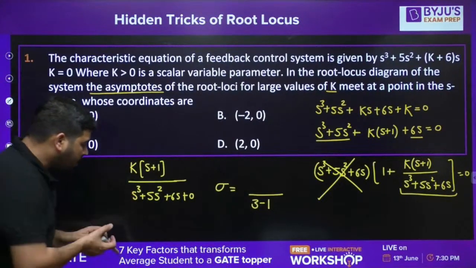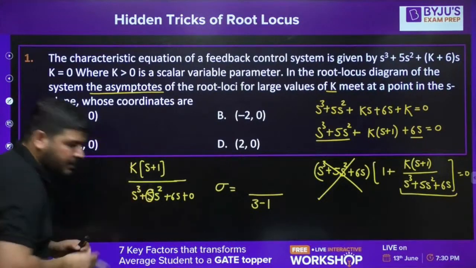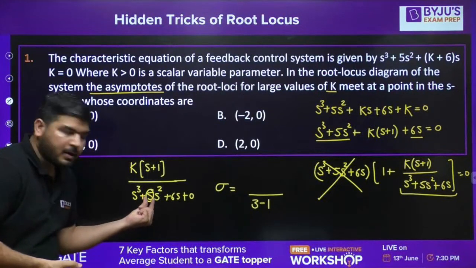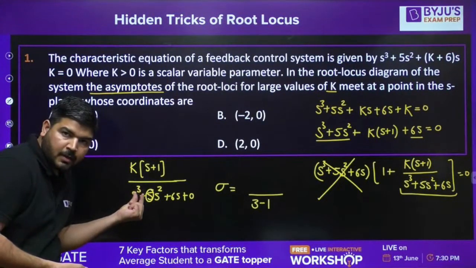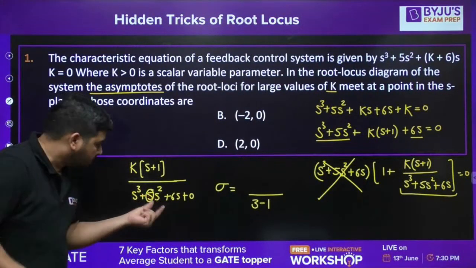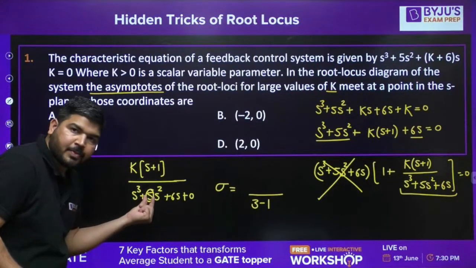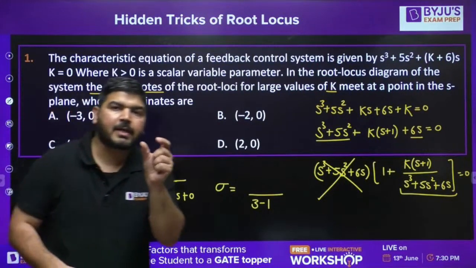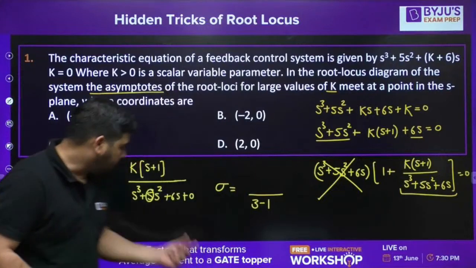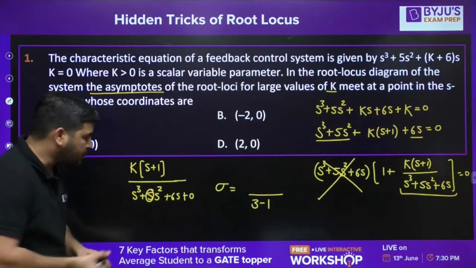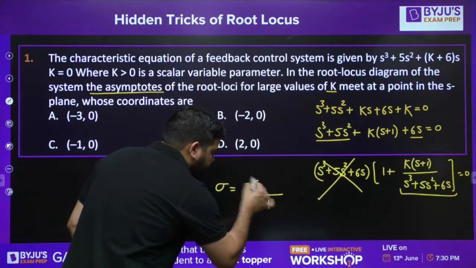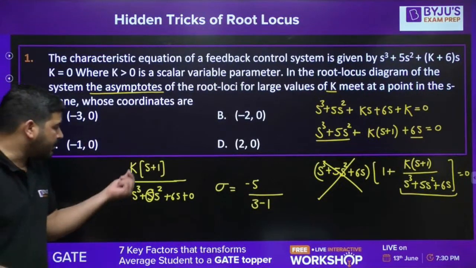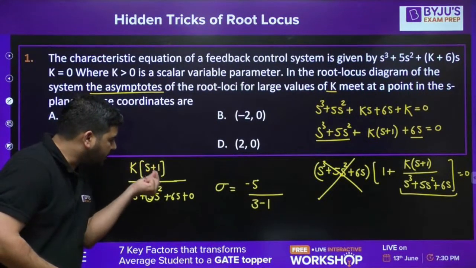Sum of poles is the negative of this coefficient. The highest power is 3, so the next highest is 2. So the coefficient of s square represents the sum of the poles, and I have to take the negative. So the sum of the poles is minus 5, and what is the sum of zeros? The sum of zeros is this 1, okay?